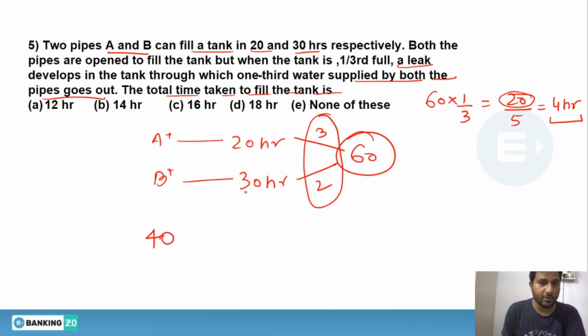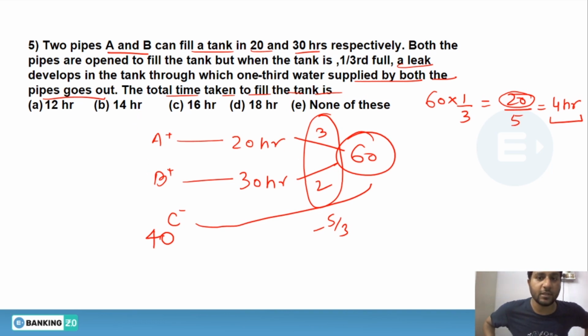has developed, and this leakage empties 5 by 3. Why? Because these two's combined efficiency is 5, and the leak takes 1/3 of this combination. Alright, so we will get 5 by 3. Now how much time will it take?